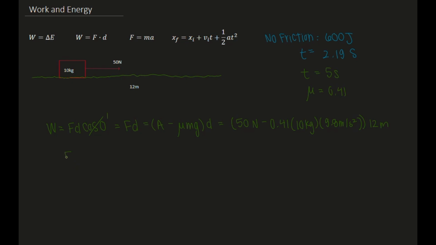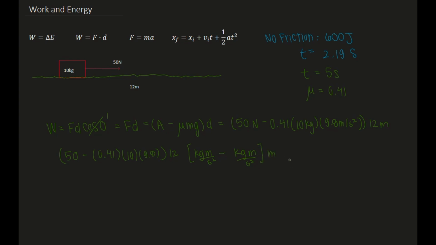50 minus 0.41, 10, 9.8, and all of that being multiplied by 12. And my associated units with it, instead of saying newtons, I'm going to say kilogram meter per second squared. I'm going to be subtracting from it. I have kilogram meter per second squared, and that's perfect. And then I'm multiplying it by a meter.